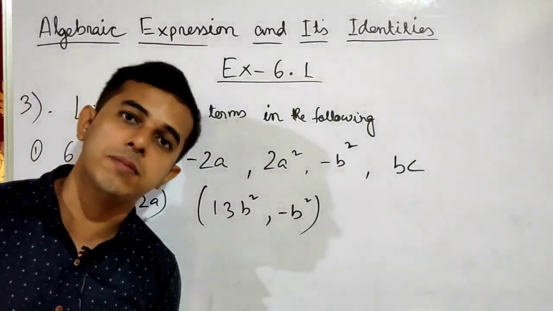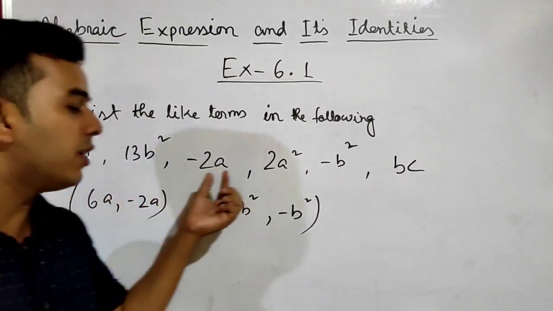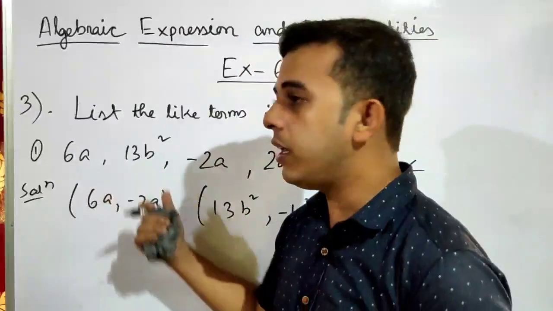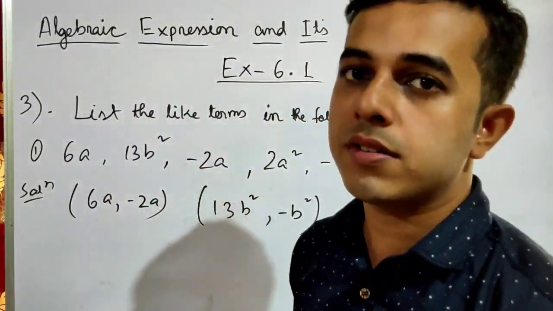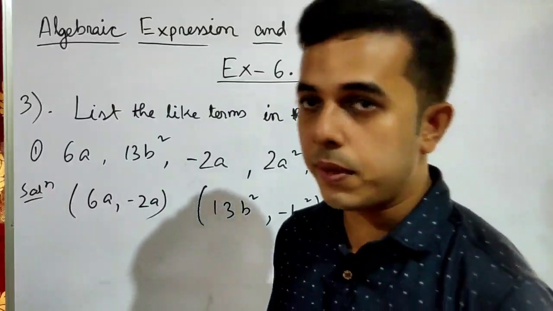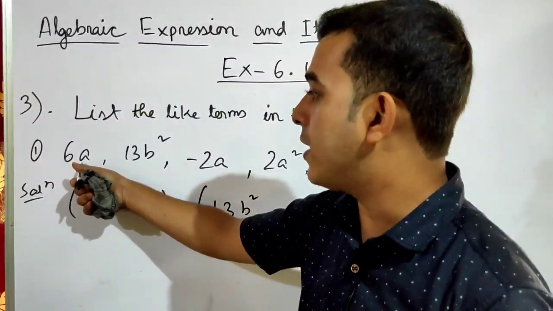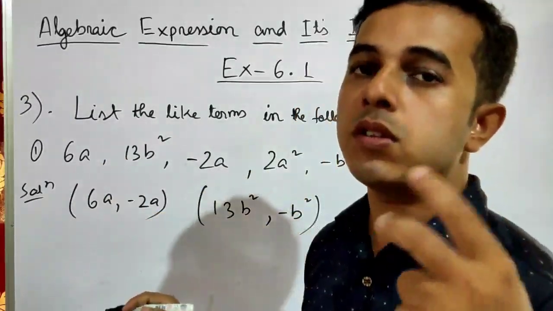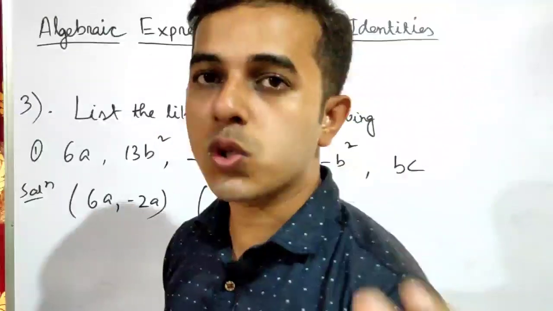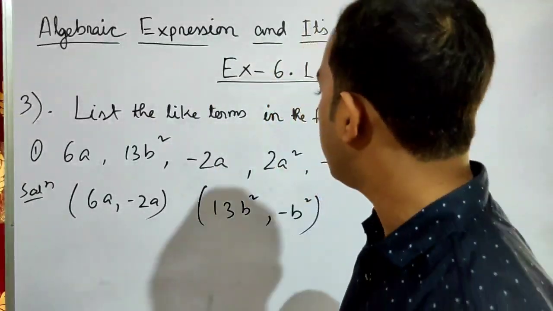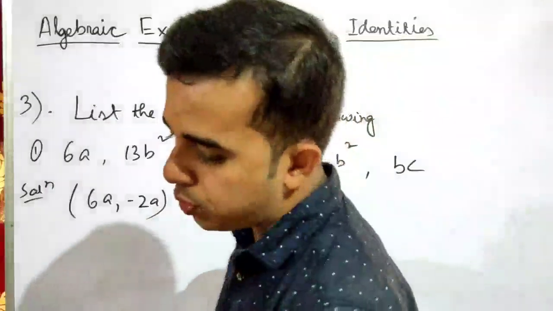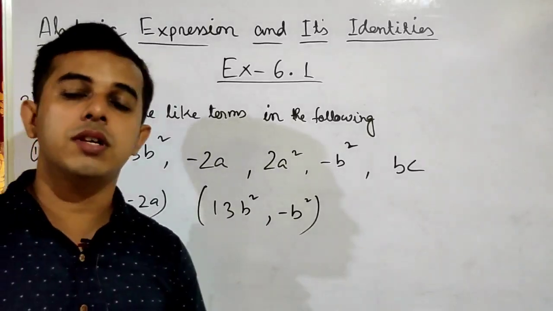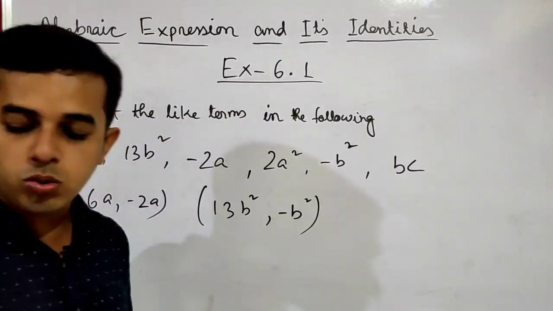Clear how to find out the like terms? Just see whether the variable factors are the same. If the variable factor is the same, then it is known as like term. And if the variable factor is not the same, like this one, there it is 6a and here it is 2a square. Is it the same? A means its power is 1, and a square means its power is 2. So both of them are not the same, so these are not like terms. But if the variable factor is the same, this is known as like term. Okay, let us solve one more.